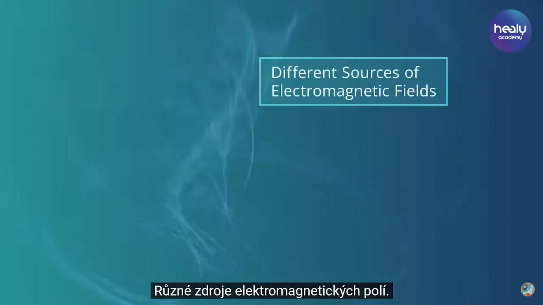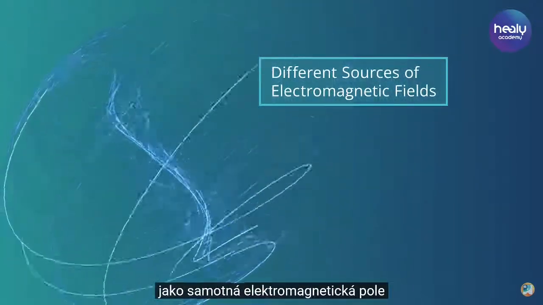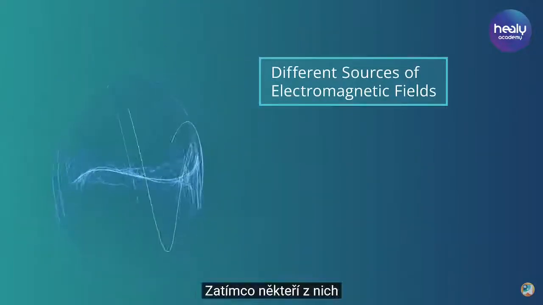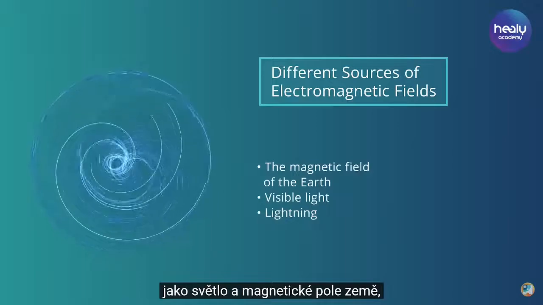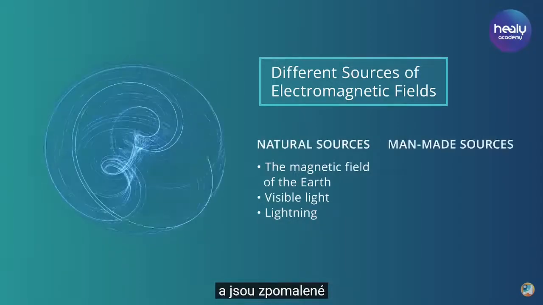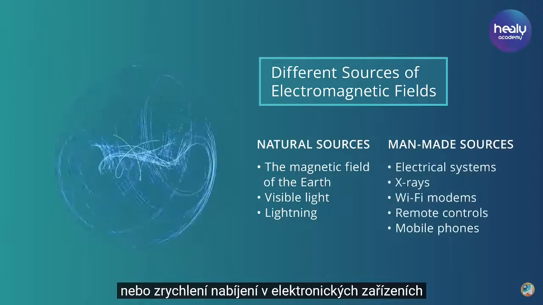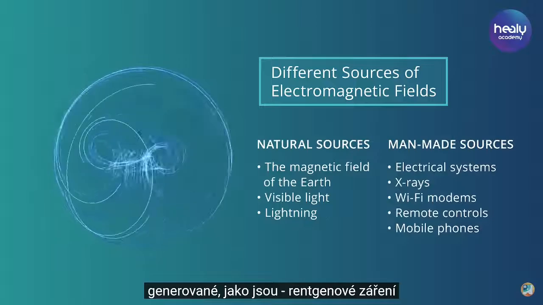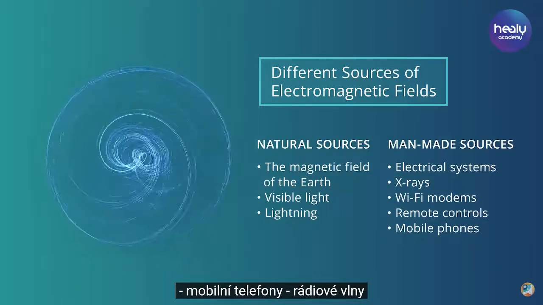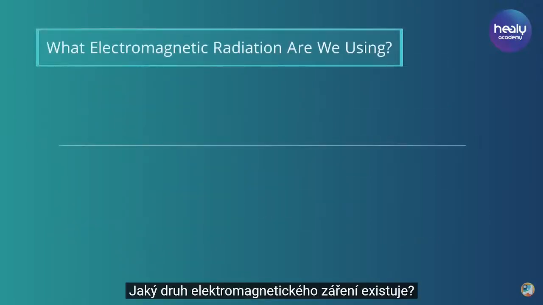Different sources of electromagnetic fields. Just as diverse as the electromagnetic fields themselves are their sources in our everyday lives. While some of them, like light and the magnetic field of the Earth, are of natural origin, others are man-made and caused by the deceleration or acceleration of charges in electronic devices, such as X-rays, Wi-Fi modems, remote controls, mobile phones, radio waves.